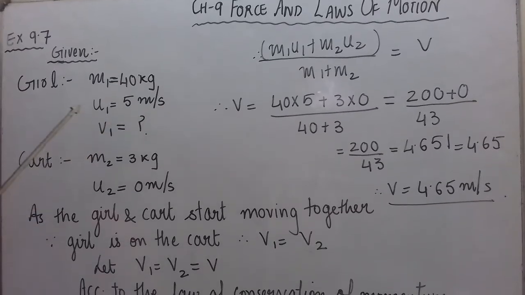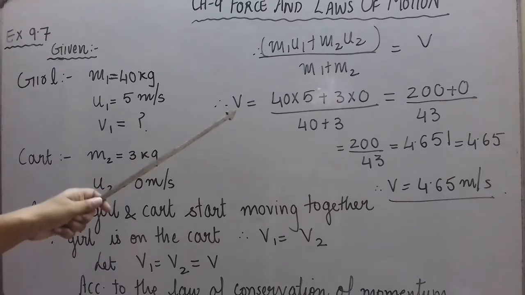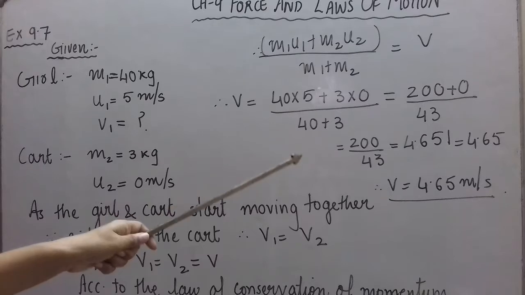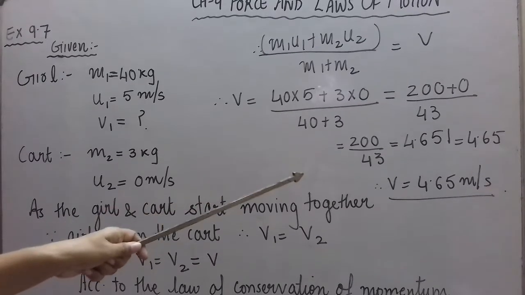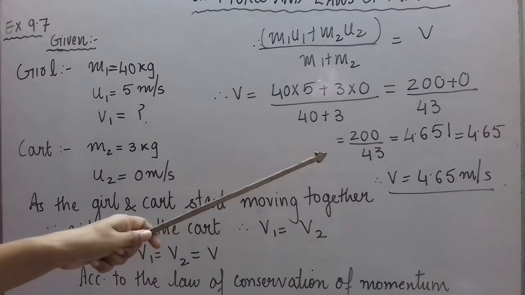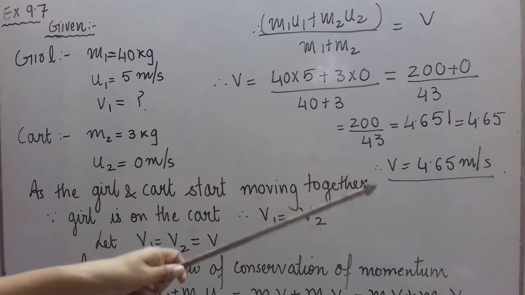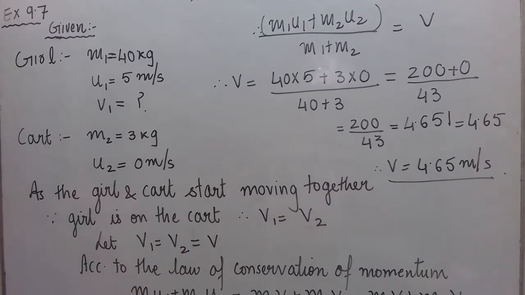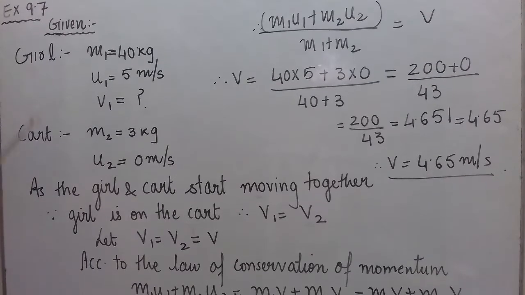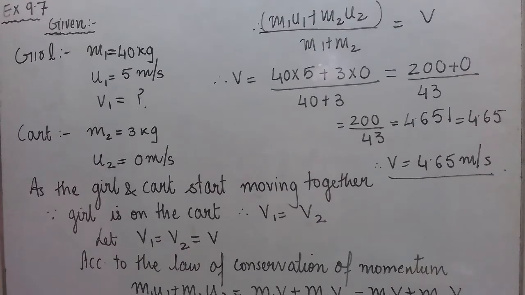Now simply put the values, no conversion is required in this case. Put the values and do the calculation. The numerator comes out to be 200. In the fraction we get 200 upon 43. After division, 4.651. As a rule, in 2 decimal places the answer will be 4.65 meters per second. So this is the velocity with which the girl as well as the cart moves after the girl jumps on the cart. I hope the numerical is clear to you.